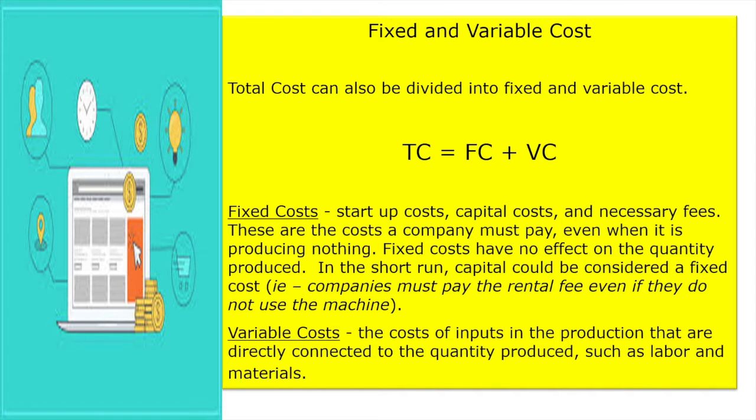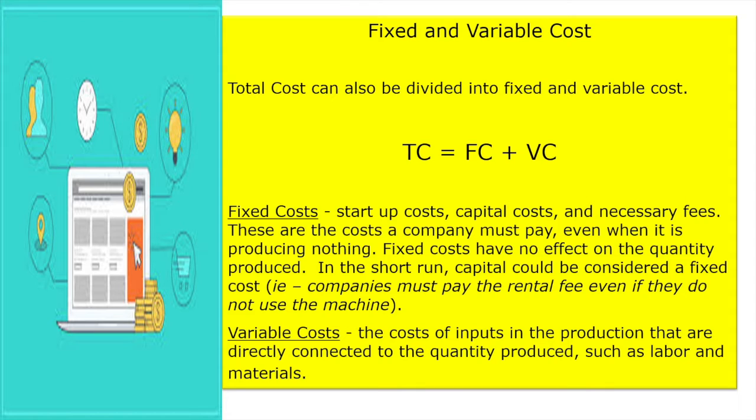Fixed and variable costs. Total cost can be divided into fixed and variable costs. Total cost equals fixed cost plus variable cost. Fixed costs can include startup costs, capital costs, and necessary fees. These are the costs a company must pay even when it is producing nothing. Fixed costs have no effect on the quantity produced. In the short run, capital can be considered a fixed cost. That is, companies must pay the rental fee even if they do not use the machine.